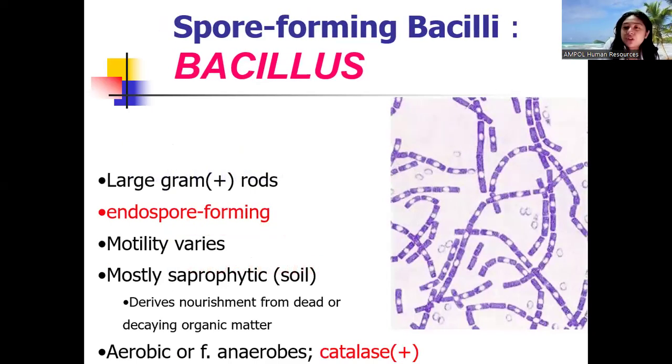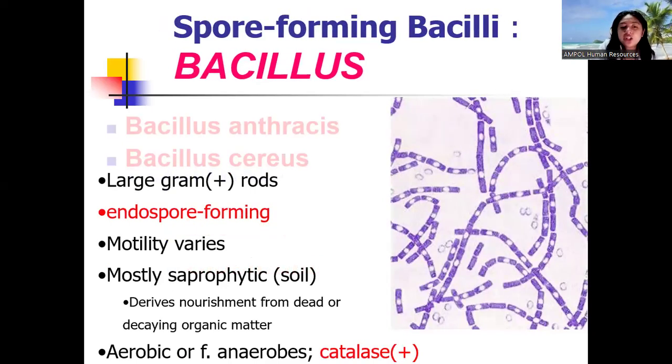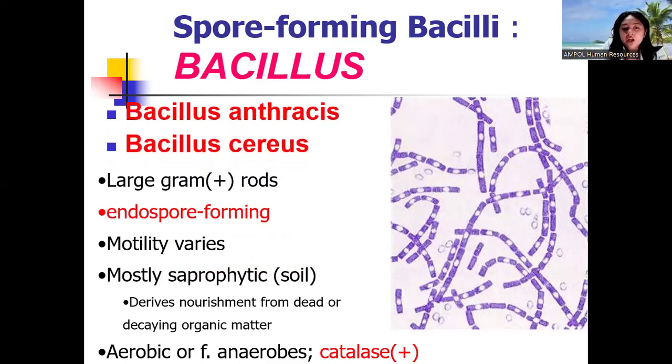So your Bacillus are large gram positive rods. Two significant species under Bacillus: we have Bacillus anthracis and Bacillus cereus. They are endospore forming. You can see here your Bacillus anthracis. The spores are centrally located. Streptobacilli most of the time, in chains, one after another, and their spores are centrally located.